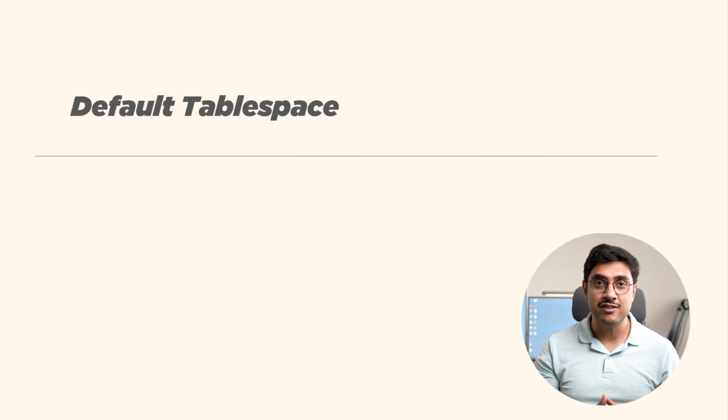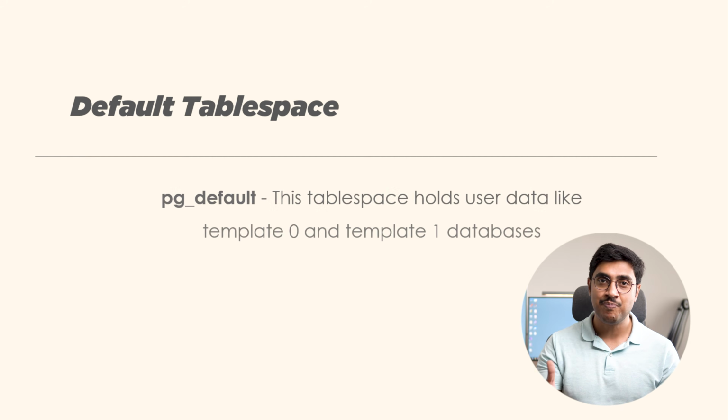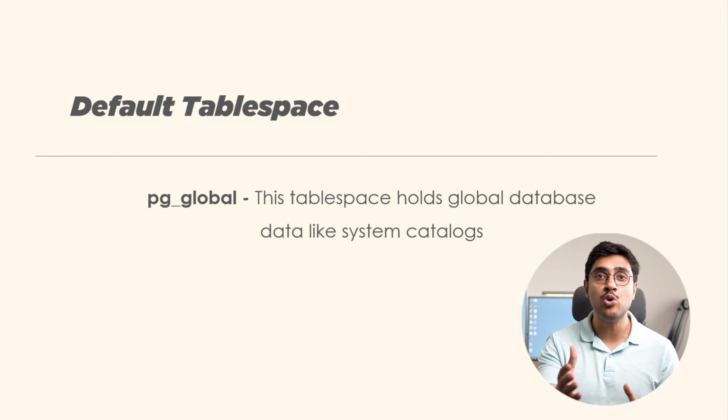Default tablespaces. By default, PostgreSQL has two tablespaces. The first is pg_default. This tablespace holds user data, like the template0 and template1 databases. The second is pg_global. This tablespace holds global database data, like the system catalog.